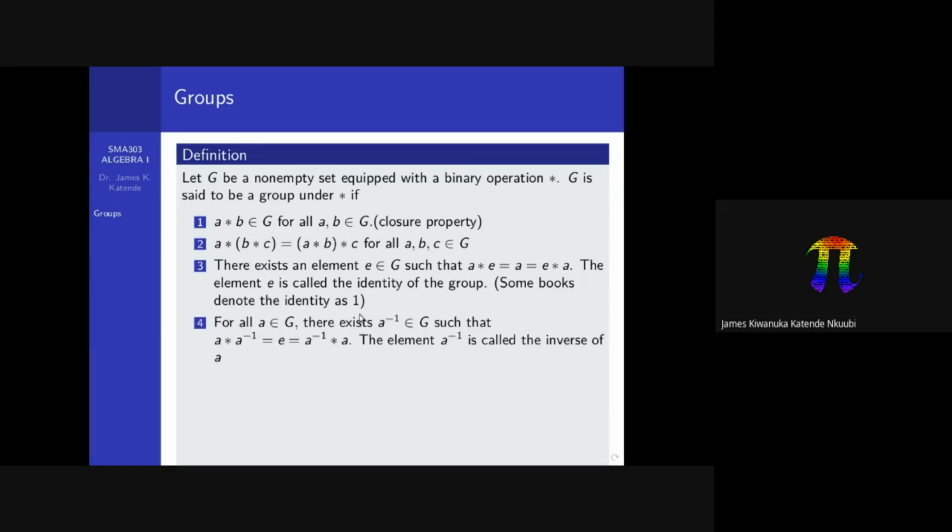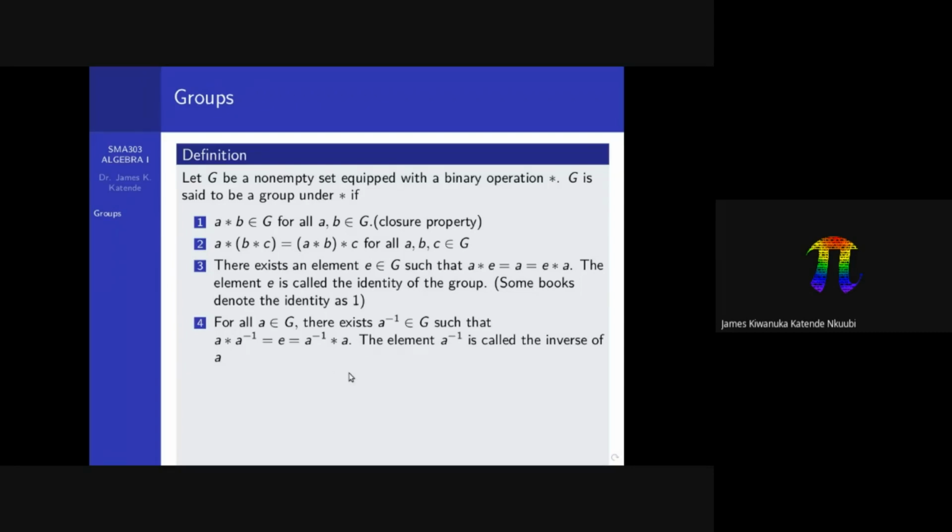Now, the next thing is for any element in the set G, there exists another element which is also in the set G. It must be in the set G. And we denote this element by A with this -1 as the exponent. We read this as A inverse. So there must exist another element in the set such that A star A inverse will be equal to the identity element. And even if you change the order so that you have A inverse star A, you still get the identity element. So this element A inverse is called the inverse of the element A.